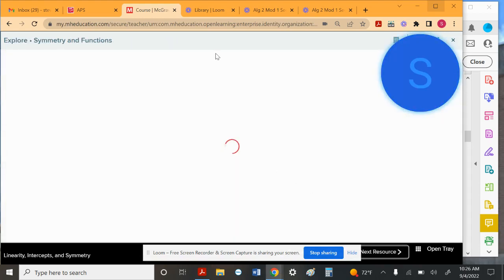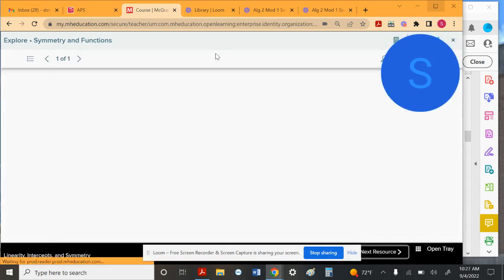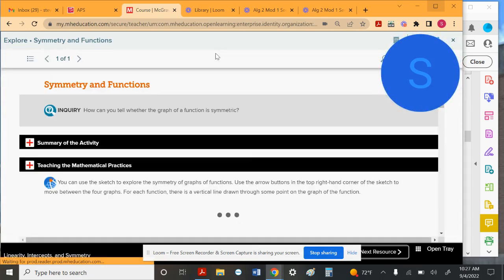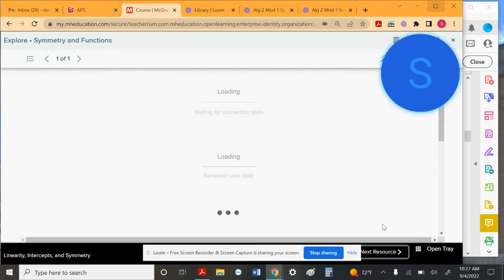Okay, so symmetry and functions. How do we tell if it's line symmetrical or point symmetrical? That's what we're going to be taking a look at. So we're going to go through and just sketch some things and be able to see how things actually happen.